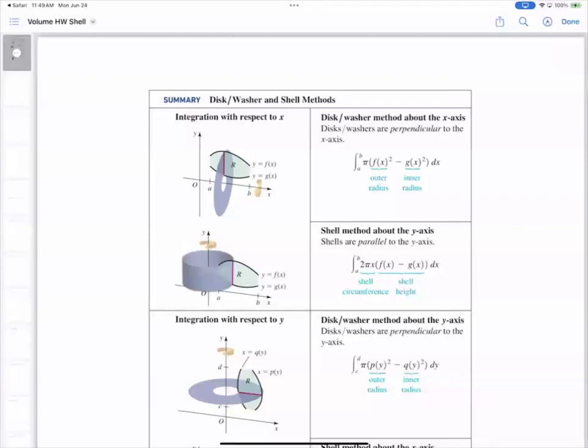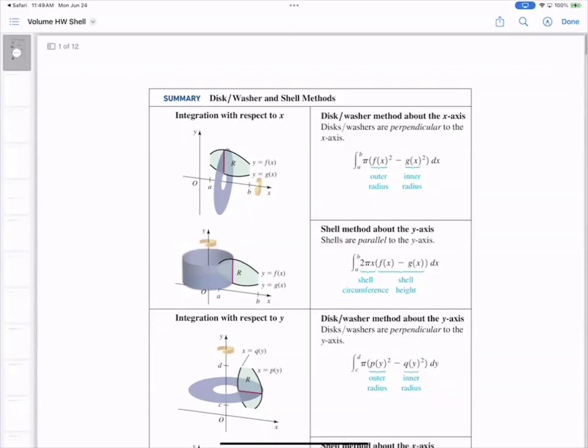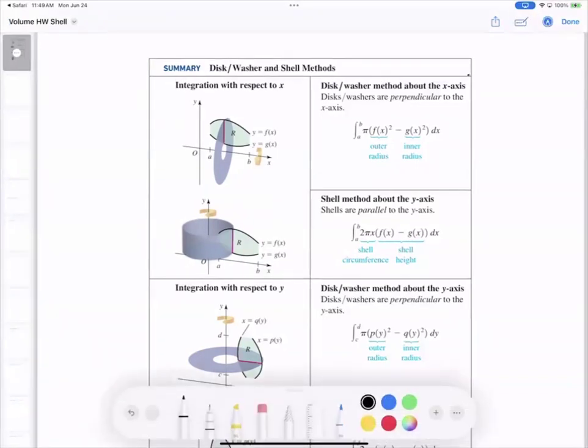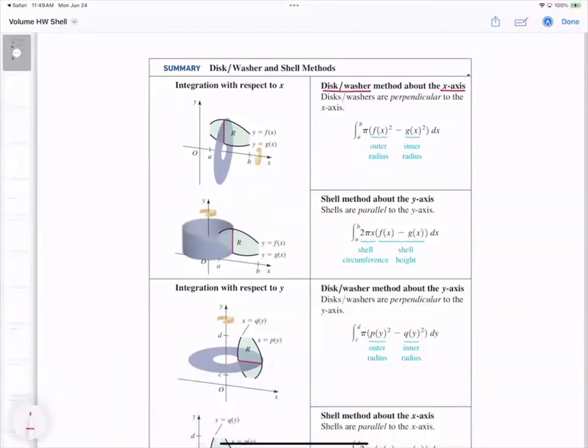This is the gist of what we learned so far. Integration with respect to x using the disk or washer method, when you're revolving the object about the x-axis, is basically finding the larger area, finding the smaller area, and then doing the subtraction, taking the definite integral.